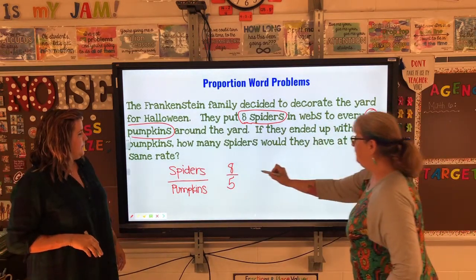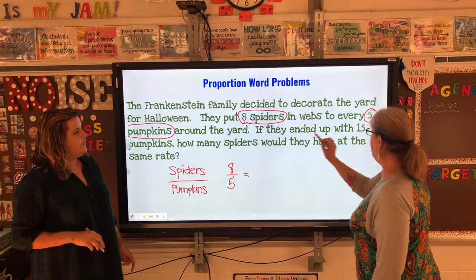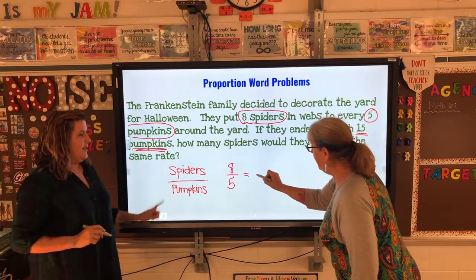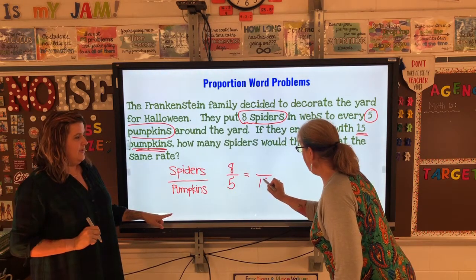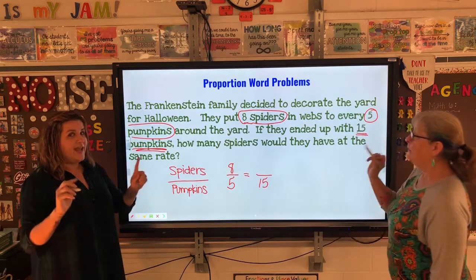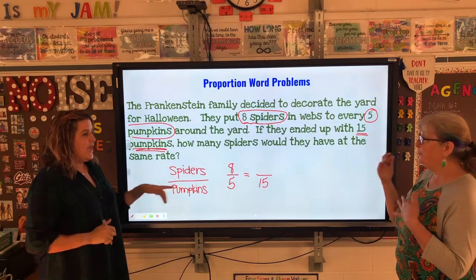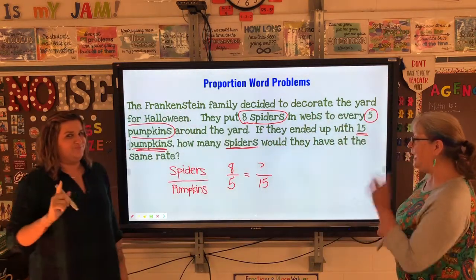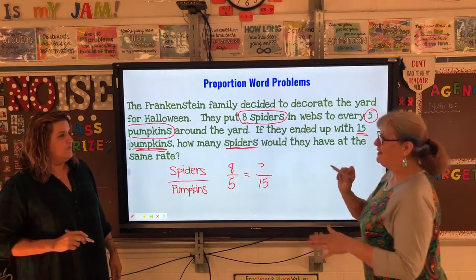That's our key. Now I continue to look in here, and it says if they ended up with 15 pumpkins. And now pumpkins is on the bottom. So my 15 has to go right here, because categories have to be across from each other. That's why we make the key. So now we can figure out this missing piece. How many spiders?